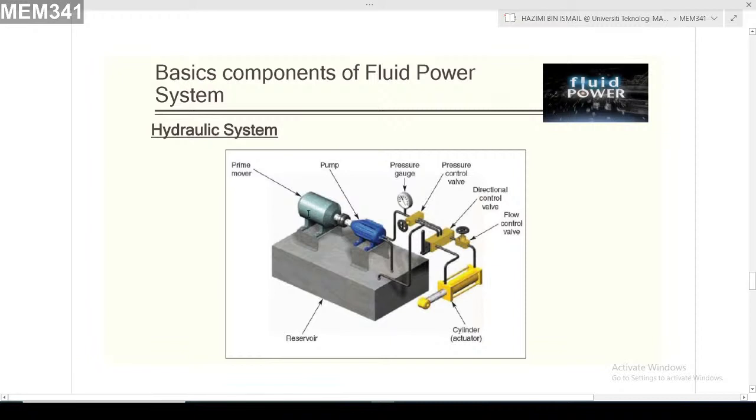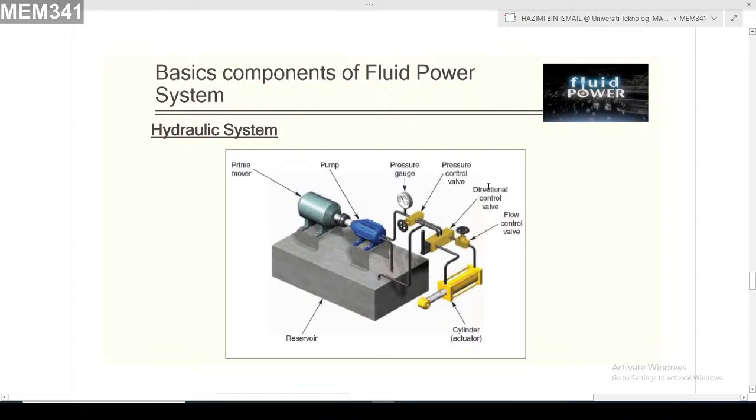So, from the prime mover, it will drive the pump, and the pump will drive the liquid, whether oil or water, to the pressure gauge. The pressure gauge is the indicator of how high or how low the pressure in the conductor is. In this case, the conductor is a hose or tube. Then it goes to the pressure control valve. We know a valve is used to regulate or control the flow. Here you can close, open, reduce or enlarge at the control valve.